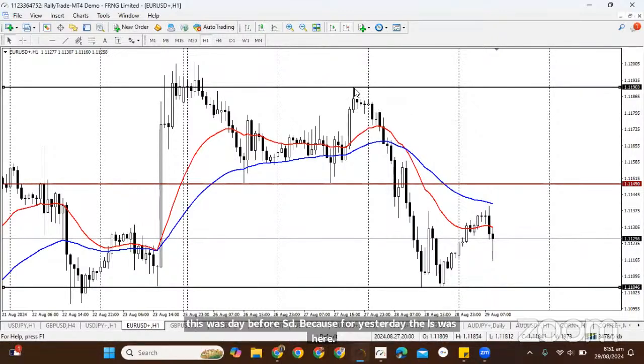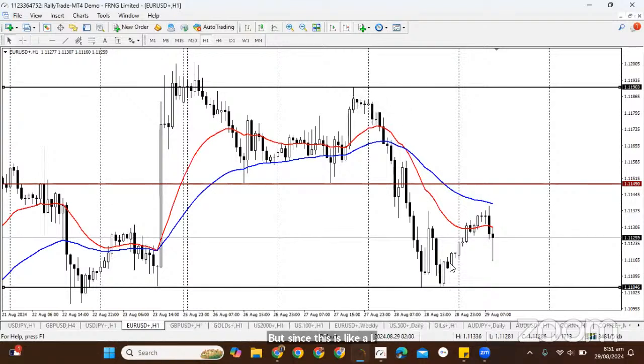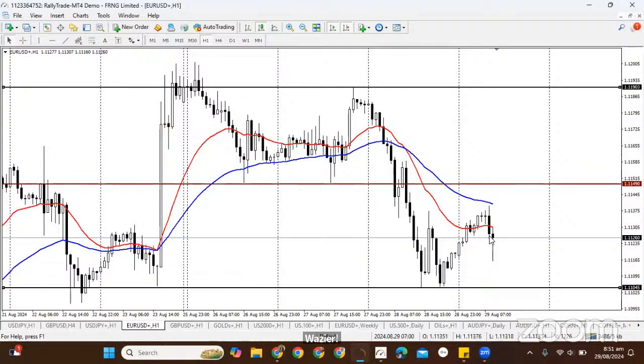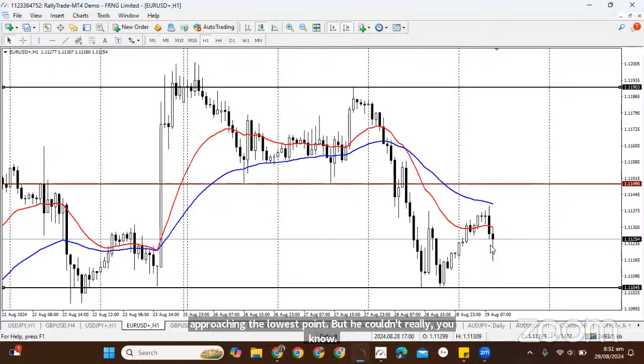But since this is like a high, then I need to acknowledge this. So for yesterday, the lowest point was here. You see, somewhere around here, right? Now, you see that price has tried approaching the lowest point, but it couldn't really sustain the move with what is happening currently.